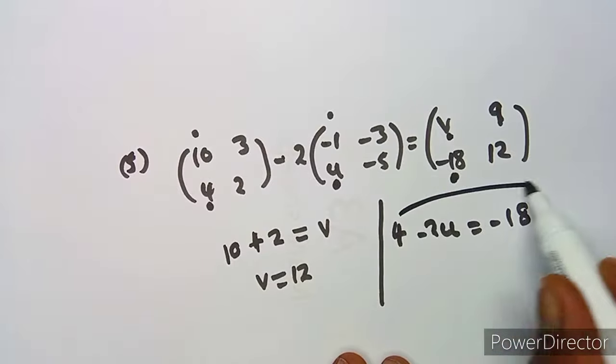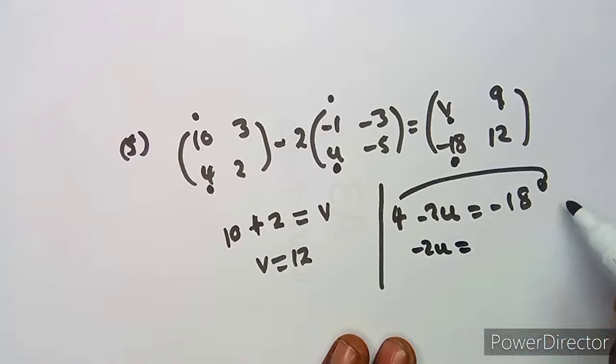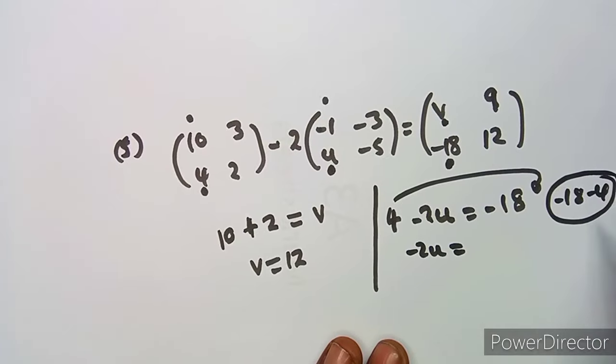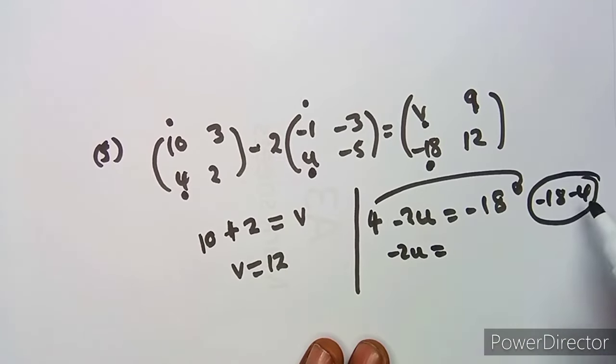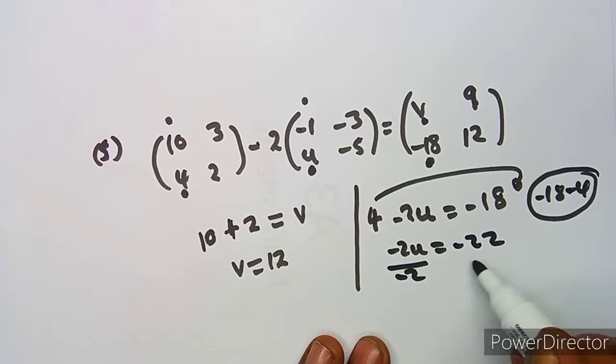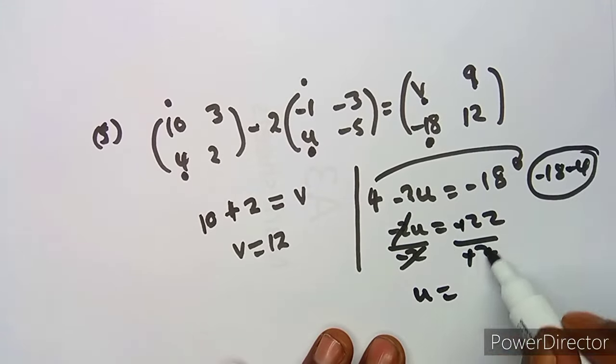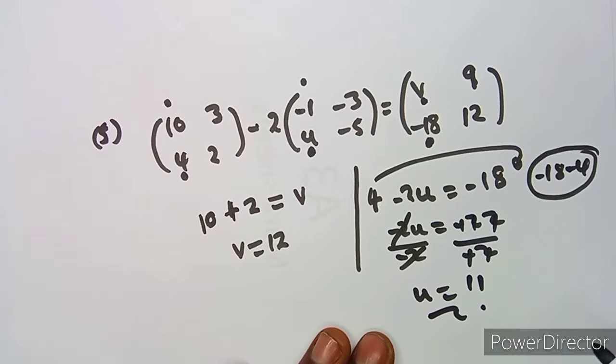We can transpose this to the right hand side. You're going to be left with -2u, which is -18 minus 4, because it was a positive, so it is going to be a negative, which is going to give us -22. And if I divide by my -2 here, this is going to be 11. So that's what I'm going to have.